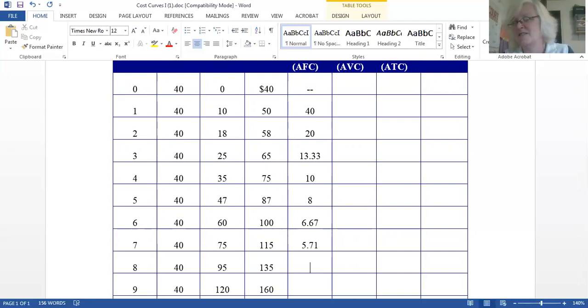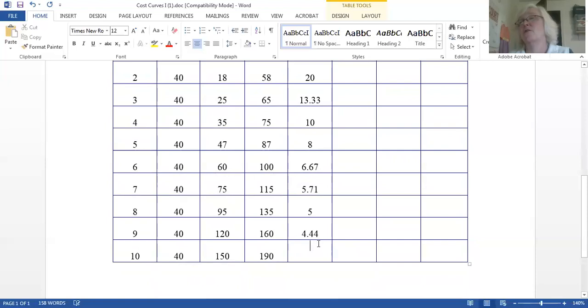Anyways, so 40 divided by 8, I know that one, that's 5. 40 divided by 9, let me get my calculator out again. 40 divided by 9, 4.44. And again, I'm intuitively looking to make sure that these are all falling. Average fixed costs will fall everywhere. It will continue to fall. It will, at the limit, approach 0. So it'll become asymptotic to the horizontal axis when you draw this, okay? And it falls pretty quickly, actually. You'd be surprised. All right, 10.